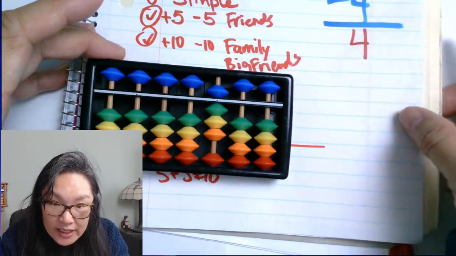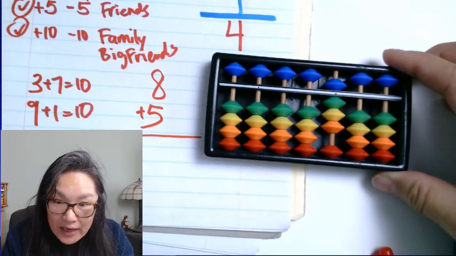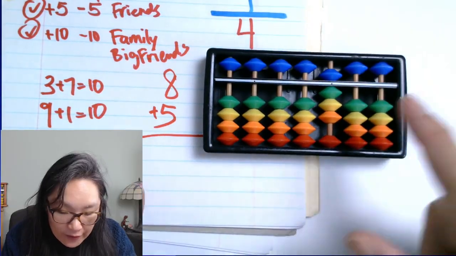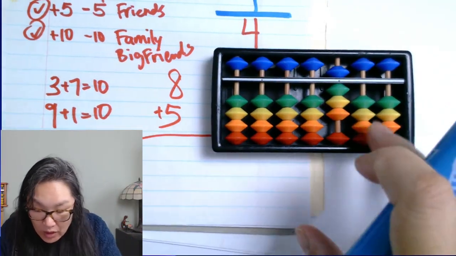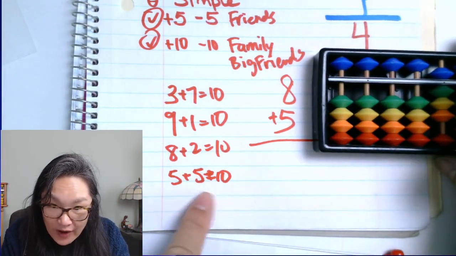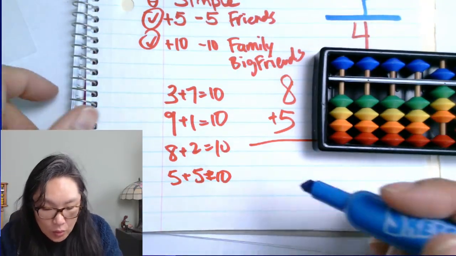Again, this is a conversation that we have. We want to add the 8. No, we want to add the 5. We don't have enough beads to add the 5. So what do we do? We know the concept. We know 5 plus 5, but we're going to make it work for us.